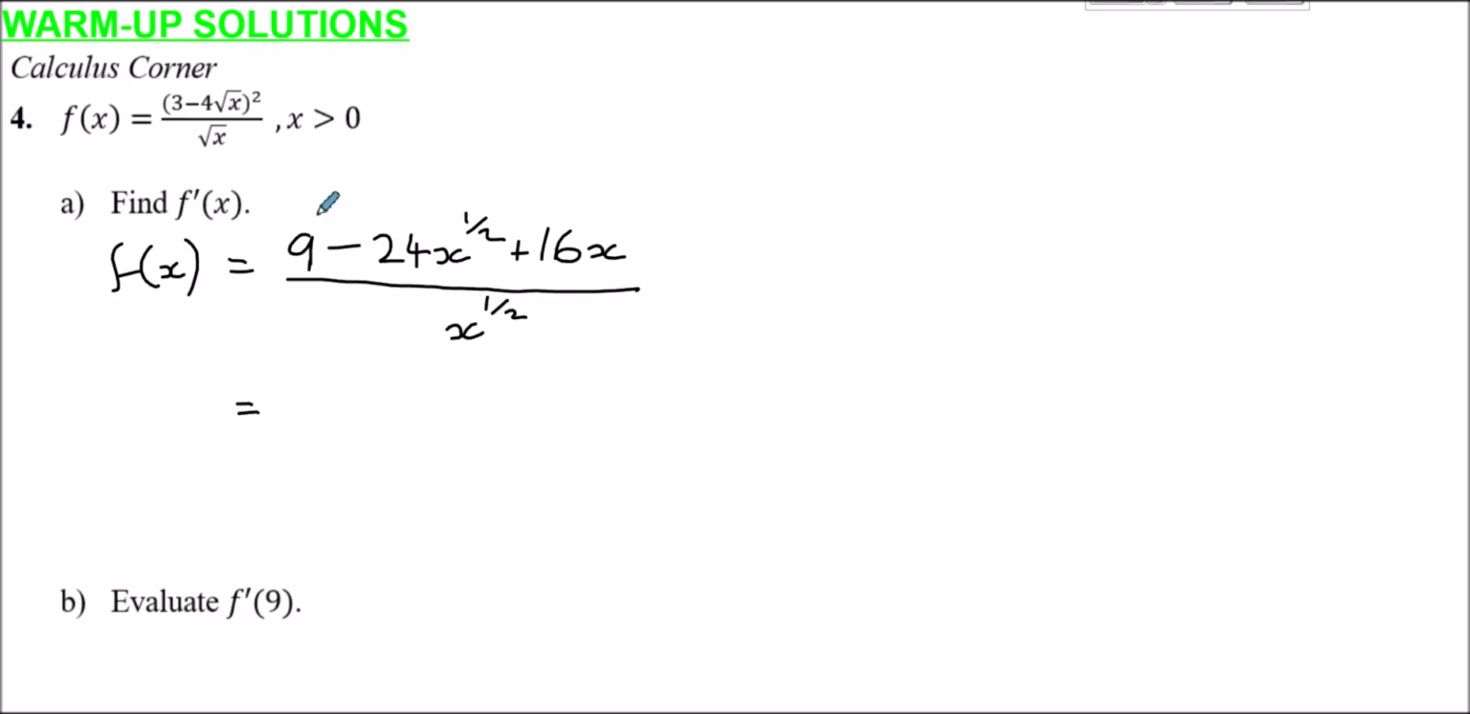So if we divide through all the terms on the numerator by the denominator, we get 9x to the minus half, minus 24. The x to the power half on the top cancels with the x to the power half on the bottom, so we're just left with 24. Then we have plus 16 times x to the power 1 divided by x to the power half. When we divide, we subtract the powers, so 1 take a half just leaves us with x to the power of a half. So that's f of x.